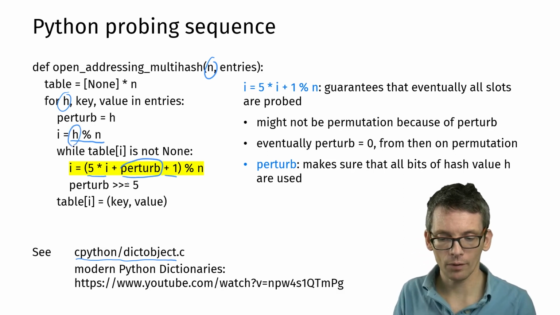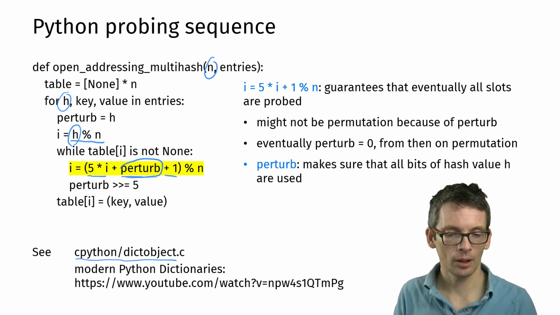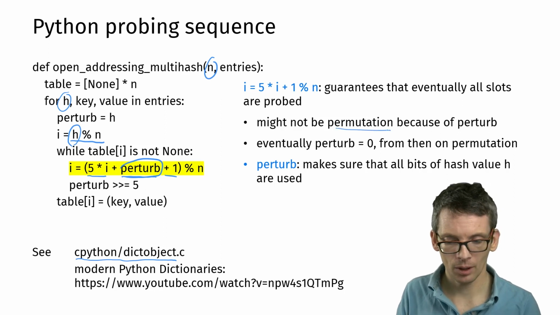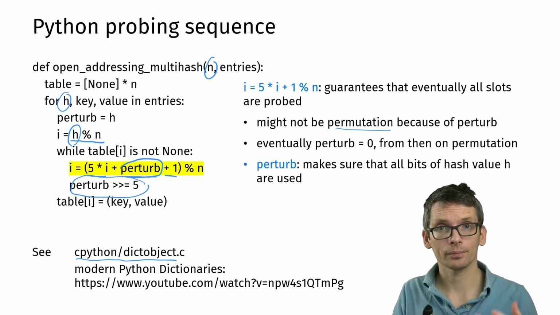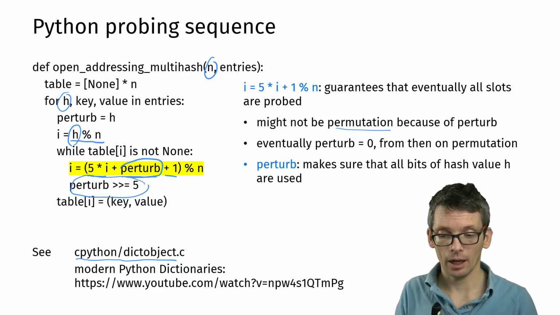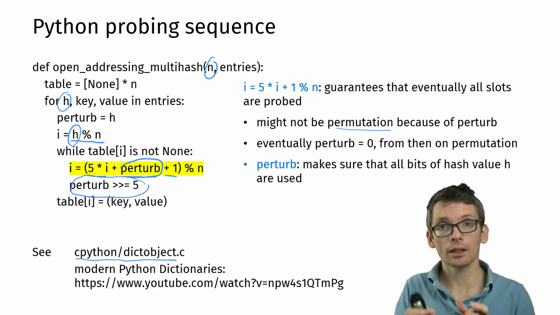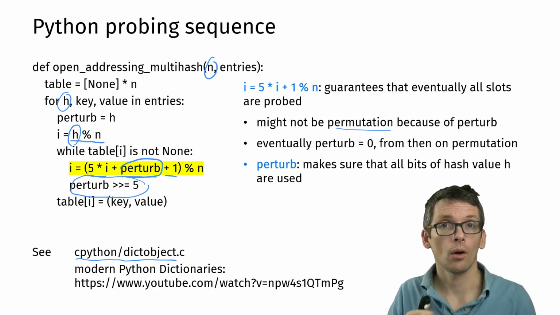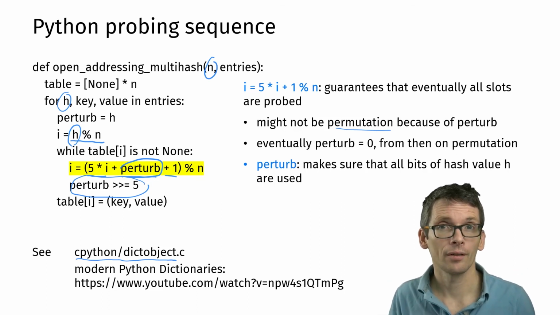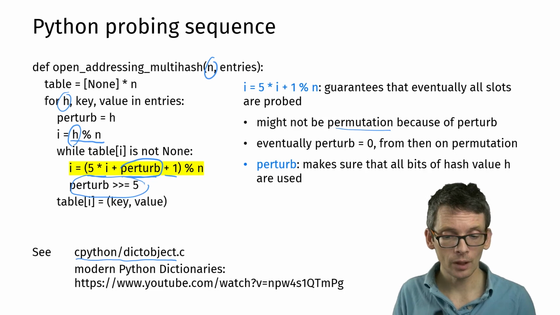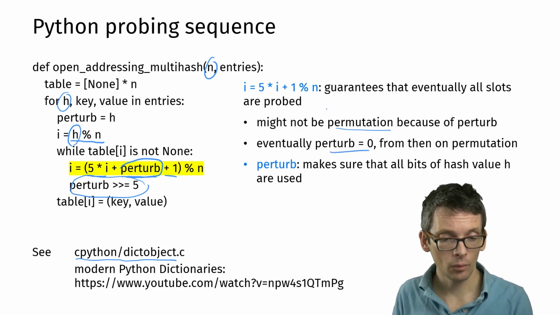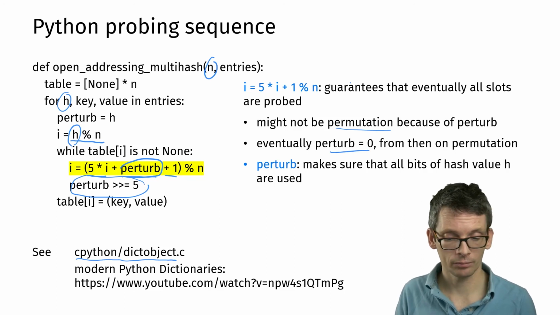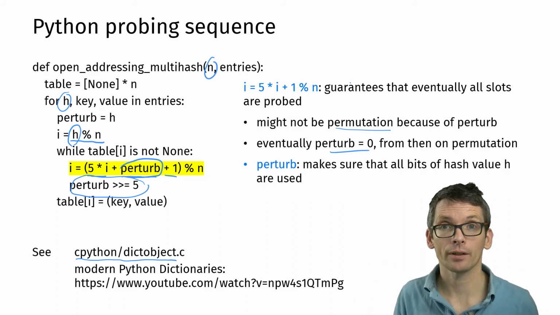So if you ignore this perturbation term, then you would get a probe sequence. Now there is this perturbation term, and that is simply the H shifted by some bits. The reason this is done is that we make sure that we really use all of the bits of H. But this will go to 0, so eventually we will probe the whole table. And that's what's happening here.